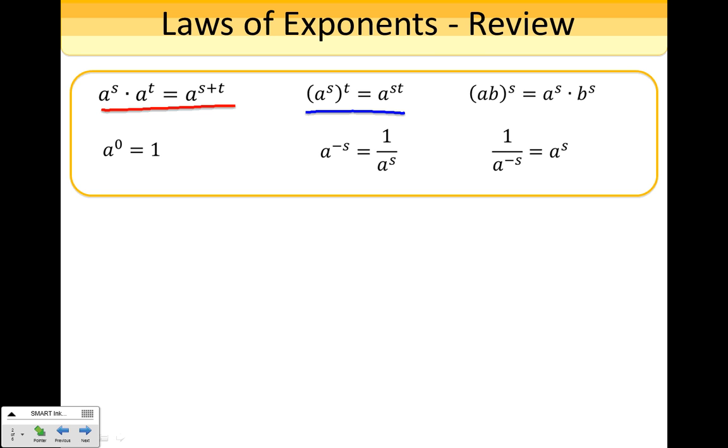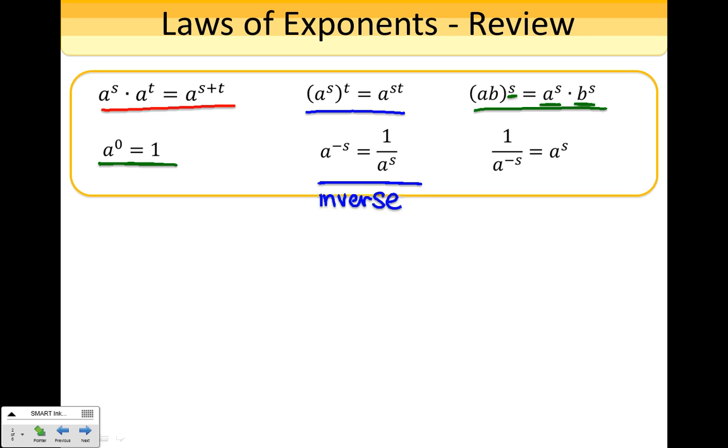Third one, we have 2 numbers with different bases being multiplied together and then raised to that power. So you can split that up and have each of those separate numbers raised to that same power. Anything raised to a 0 power is always equal to 1. If you have a number raised to a negative exponent, that means we are finding the inverse. We're inverting it. So a to the negative s is the same thing as 1 over a to the s.